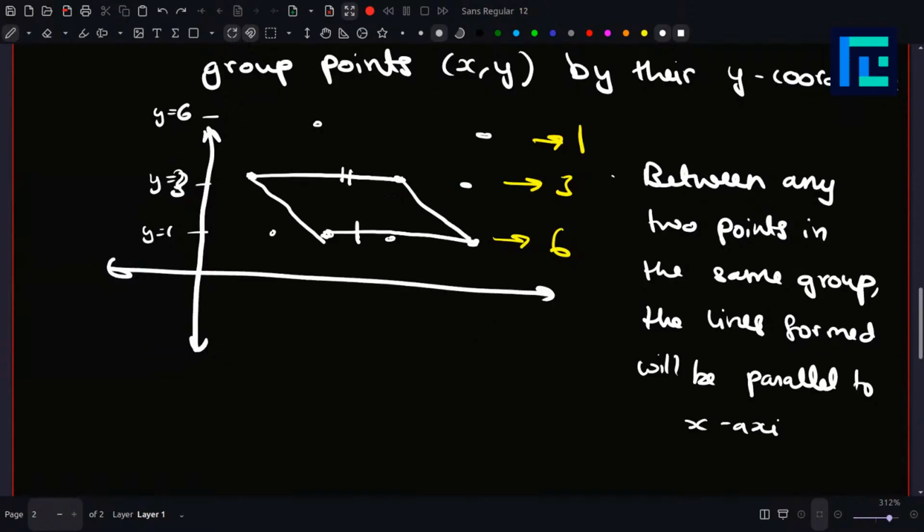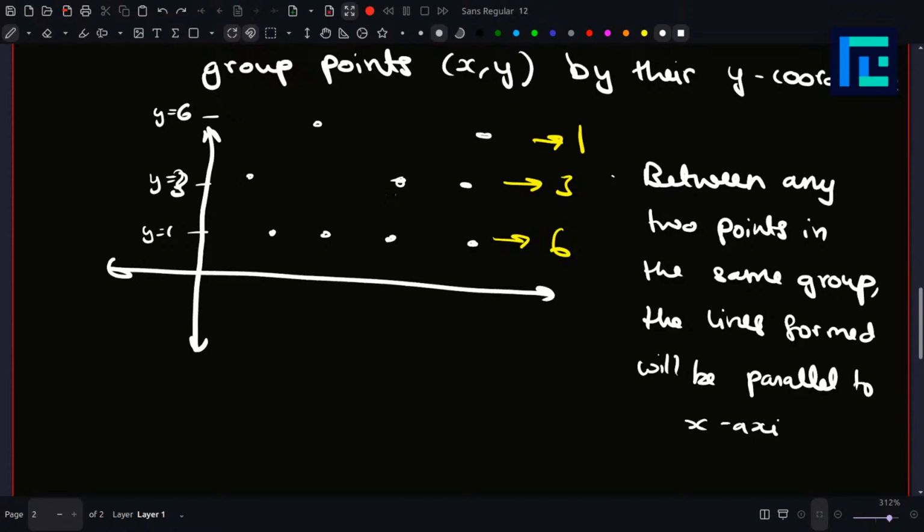Similarly, between any two pairs of lines, we can form a valid trapezoid as long as those lines are from a different group, right? From the same y group, we cannot form a trapezoid because the area of the trapezoid will become 0. It won't be an actual trapezoid, right? So we can choose these two, we can choose these two, we can form a trapezoid. Similarly, we can choose these two, we can choose these two, we can form a trapezoid, right? And that's how it works.